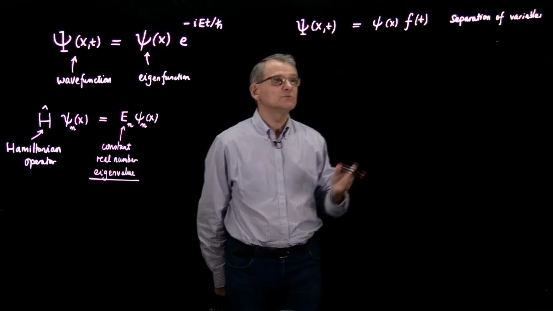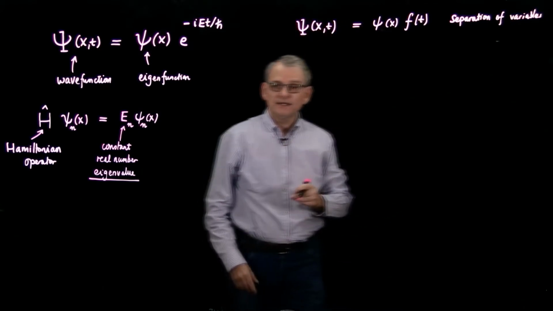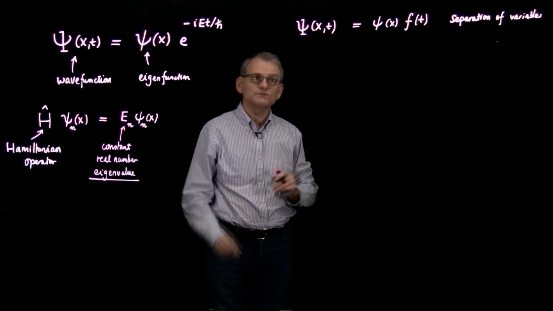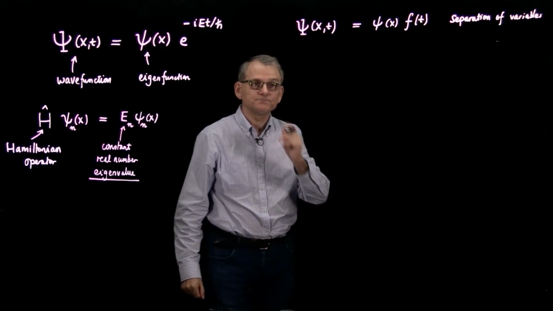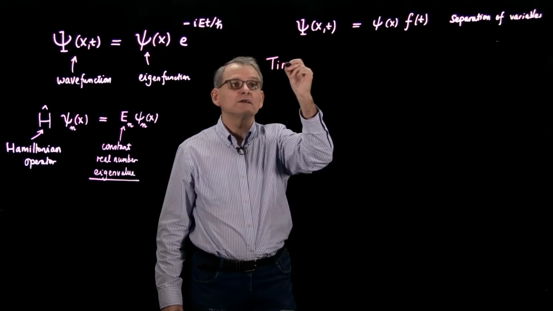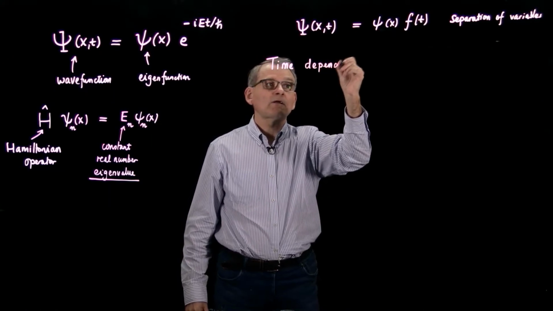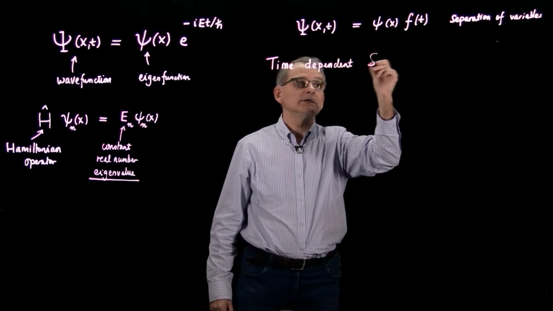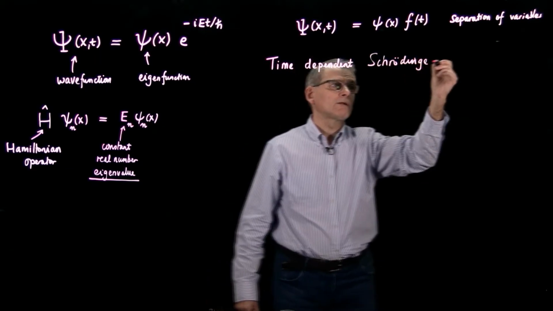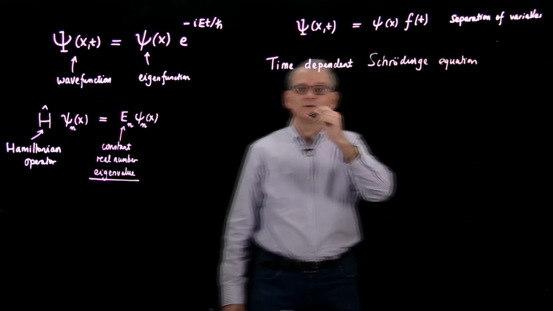So let's show how this works. We're assuming that you can always factor in this way, and indeed that can in general be the case, but it's not the only way of solving these problems. So here's the time development, or time dependent, or the full Schrödinger equation. And it looks like this.